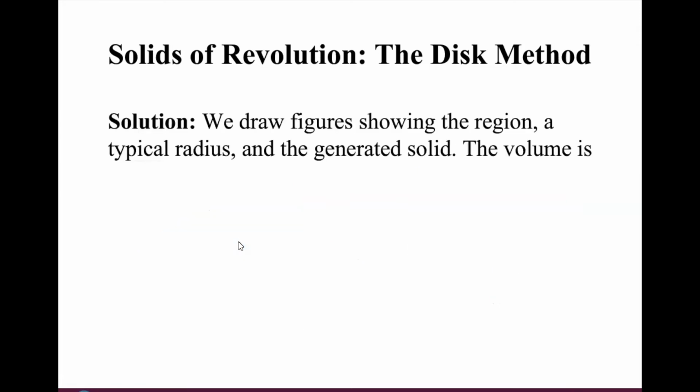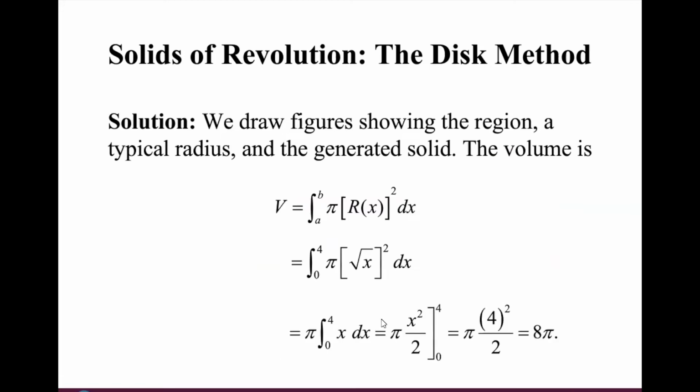So the volume of this solid will be given by this integral, the integral from 0 to 4 of pi times the square of the square root of x, which of course is just x. And again, this integral is pretty simple. The integral of x, or an antiderivative for x, is x squared over 2. So we plug in 4, plug in 0, and then find the difference. We end up with pi times 4 squared over 2, which comes out to 8 pi.